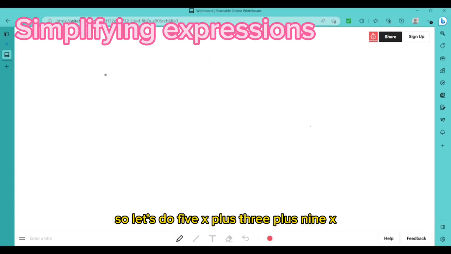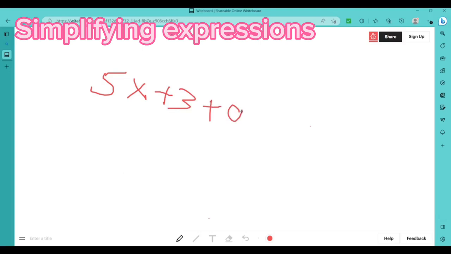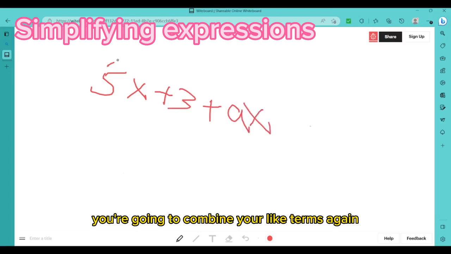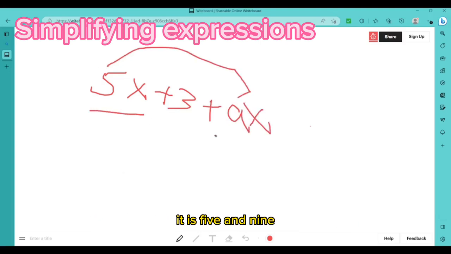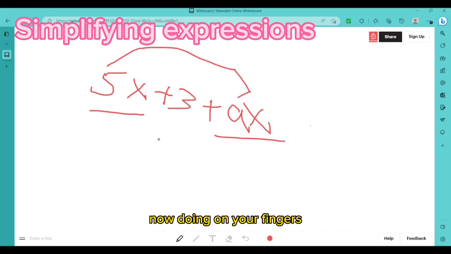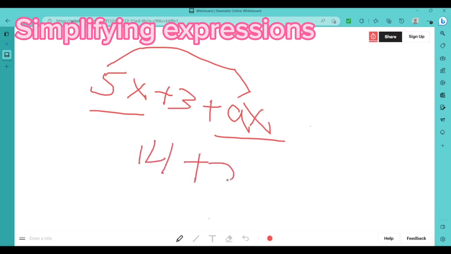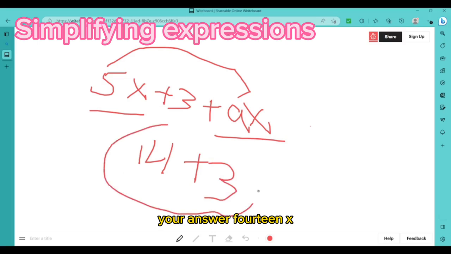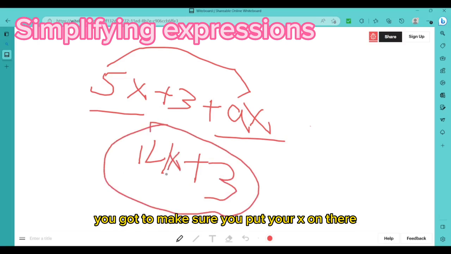So, let's do 5x plus 3 plus 9x. You're going to combine your like terms. Again, it is 5 and 9. You do it. 10, 11, 12, 13, 14. Now, doing it on your fingers, you don't have to be ashamed of that. I do it. So, it's 14x plus 3 is your answer. You got to make sure you put your x on there.